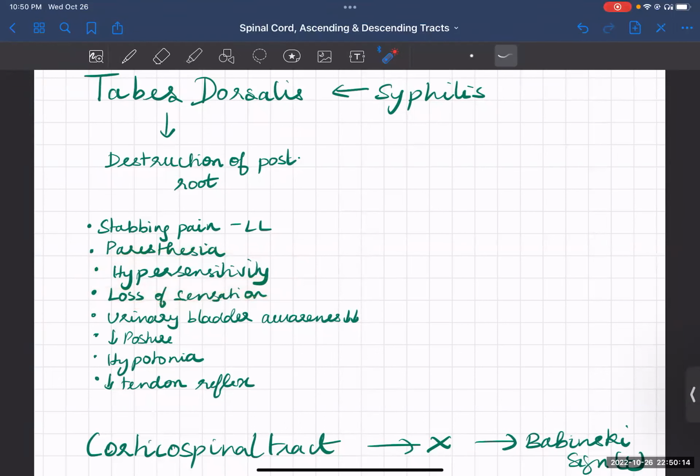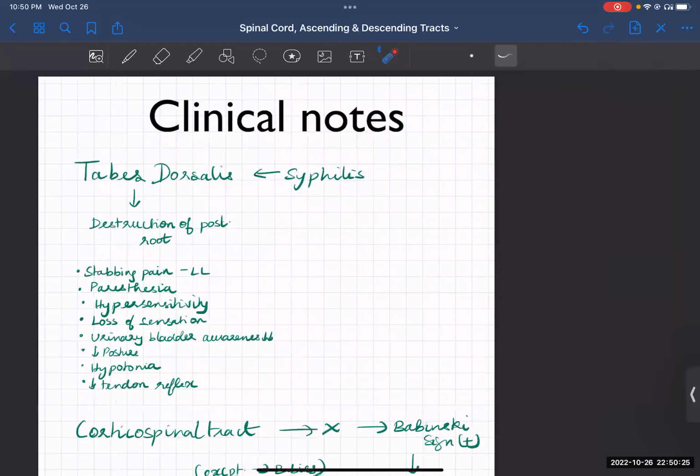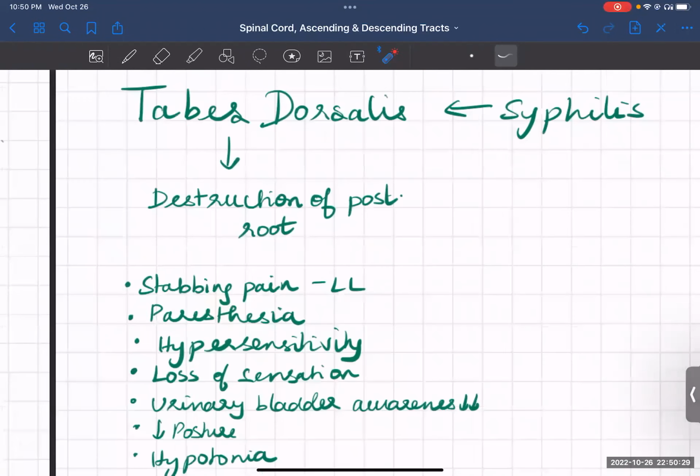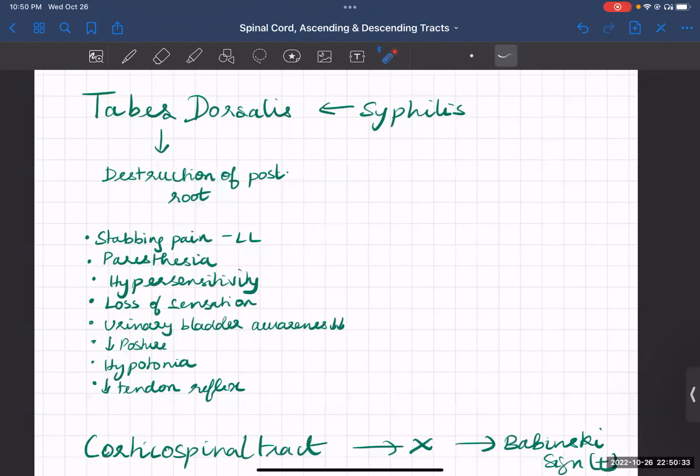There is less awareness if your urinary bladder gets filled. So the person might urinate anytime. Decrease in postural awareness, hypotonia, and decrease in tendon reflexes. So under tabes dorsalis, remember it is caused by syphilis and it is the destruction of your posterior root. And these are the symptoms.